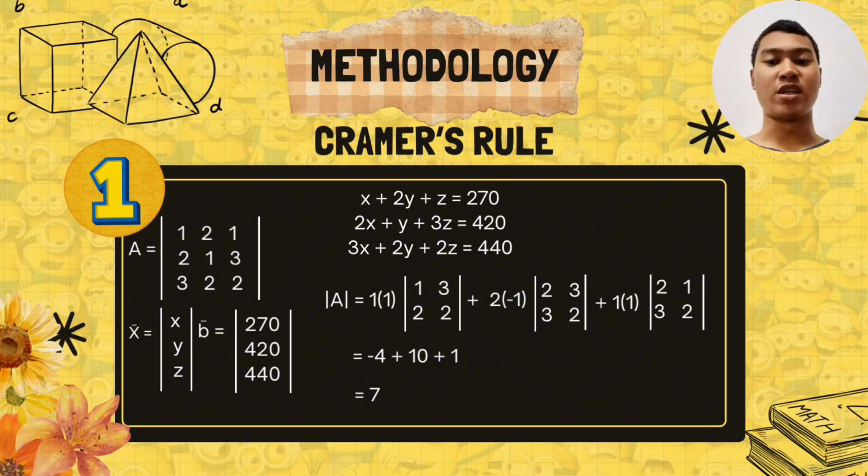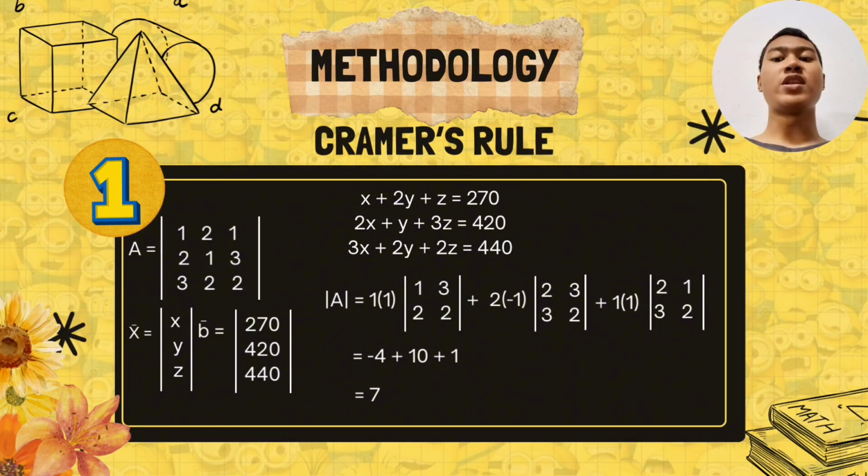Moving on to the working, we take the first row and first column and multiply by the sign of the position of the element, which is positive. Then we multiply it with the minor of the matrix that we deleted, which is left with 1, 3, 2, 2. Next, we take the first row, only this time the second column, and the sign of the position this time is negative. That's why it is negative 1. Then we multiply it with the minor matrix that we deleted, which is left with 2, 3, 3, 2.